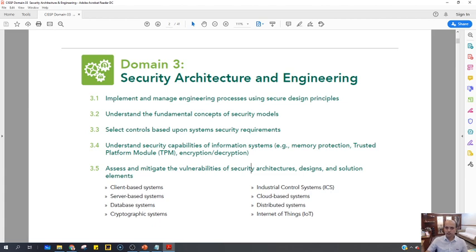These are the subtopics which we need to discuss. The first one is implement and manage engineering processes using secure design principles. We have already gone through this yesterday itself. We have seen the secure design principles yesterday. Today we will check out what the different security models are.